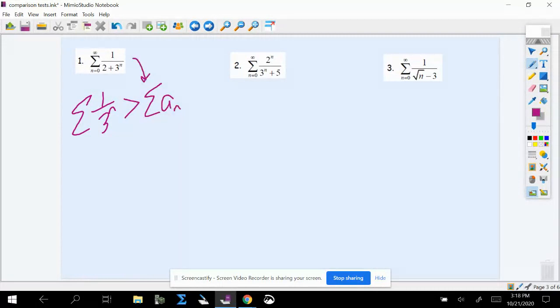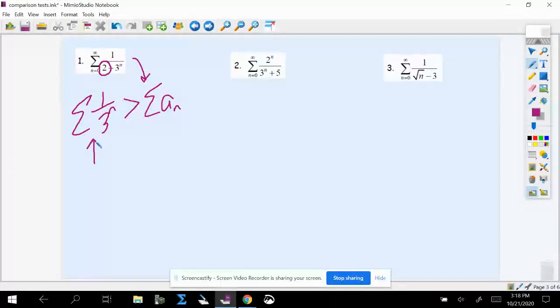And the reason I know that this one will always be bigger is the given one has extra stuff in the denominator. When I have extra stuff in the denominator and I divide by something that's bigger, I'm going to get a smaller value. So in this case, I know that the comparison one, the 1 over 3 to the n, is always going to end up bigger than the original series that's given.